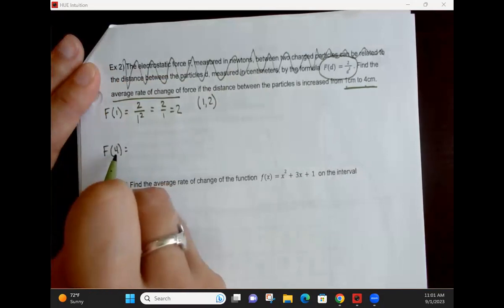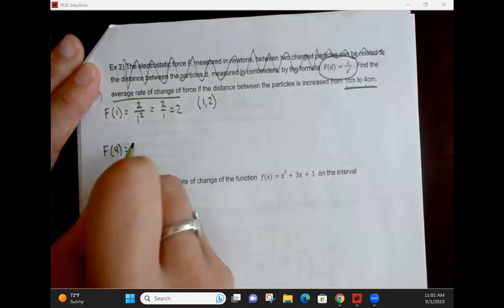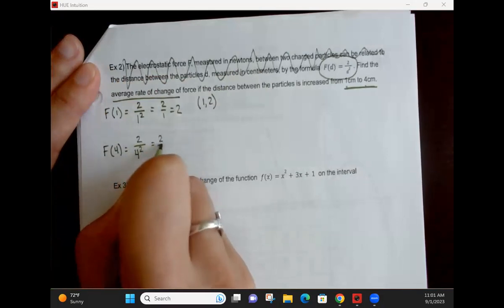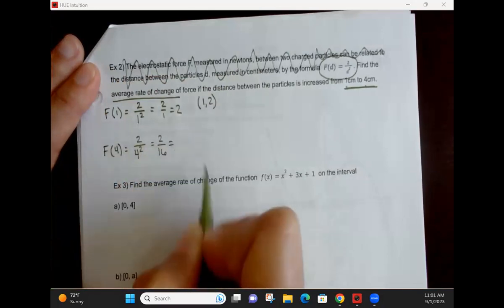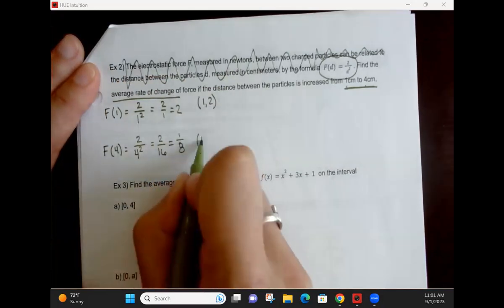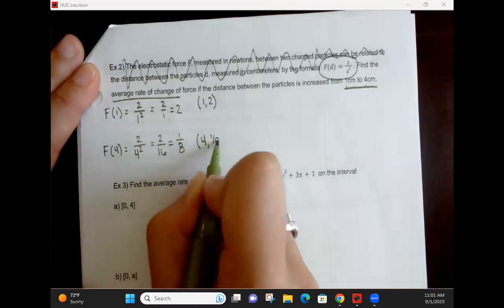And then for my second point, I'm plugging 4 in for d. So 2 over 4 squared, which would be 2 over 16. And we can reduce that to 1 over 8. So my second point is 4 comma 1/8.